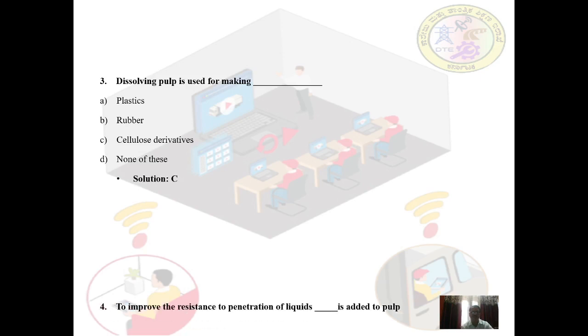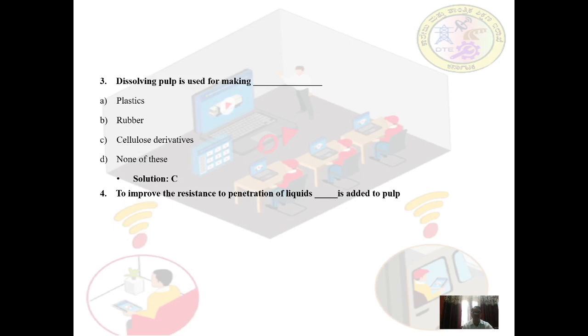Question number 4. To improve the resistance to penetration of liquids, dash is added to pulp. Options are A. fillers, option B, sizing, option C, dyes, option D, inert clays. Right answer is answer B, that is sizing materials.